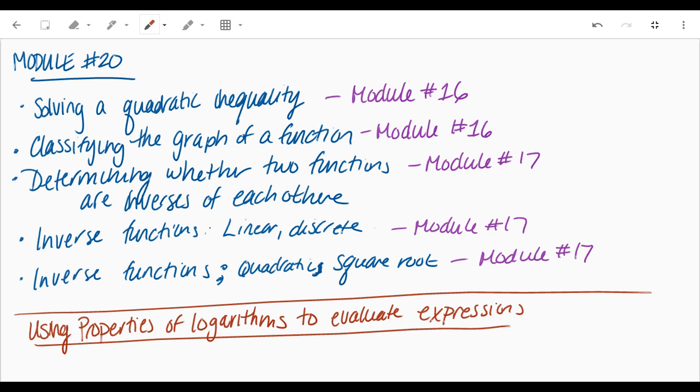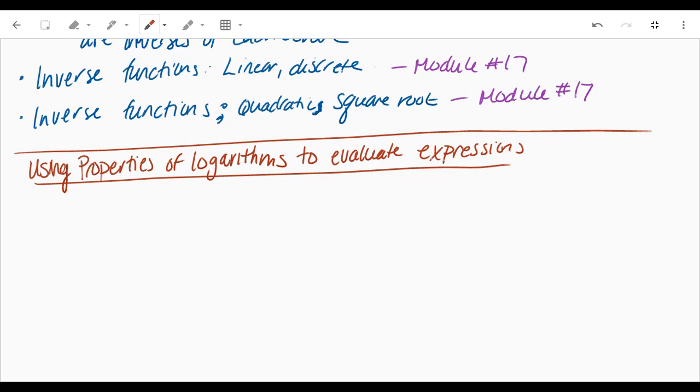All right, we have module 20 here, which again starts with 5 topics that are from previous modules. So if you need any help with those first 5 there, they're from module 16 and 17. They're kind of getting you ready for inverses because logs and exponentials are inverses of each other. But let's go ahead and get started.